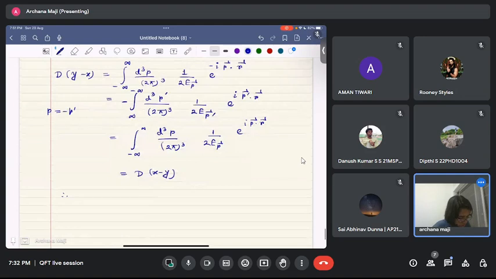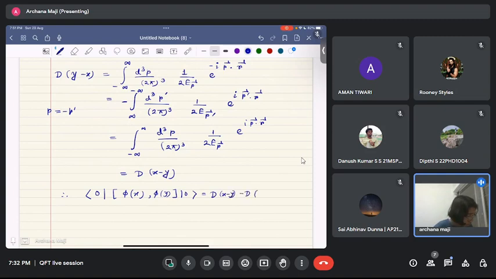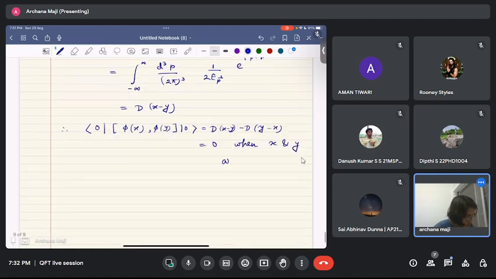So therefore that commutator [φ(x), φ(y)] is equal to D(x minus y) minus D(y minus x), which is equal to 0 when x and y are space-like separated.